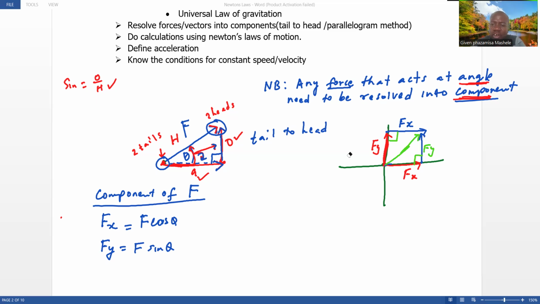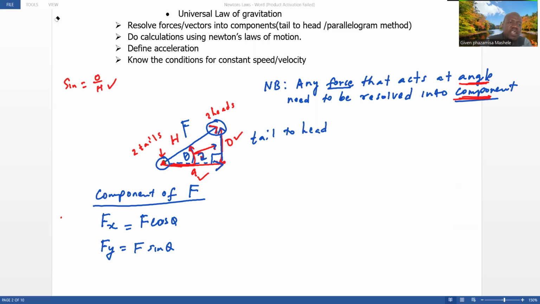So any force that is acting at an angle should be resolved into components. For example, let's say we are told that there's an object here, and this object is being pulled horizontally, but at an angle. Let's say the force here is 800 Newton, but it's being pulled at an angle of 30. Now we need to resolve this into components.